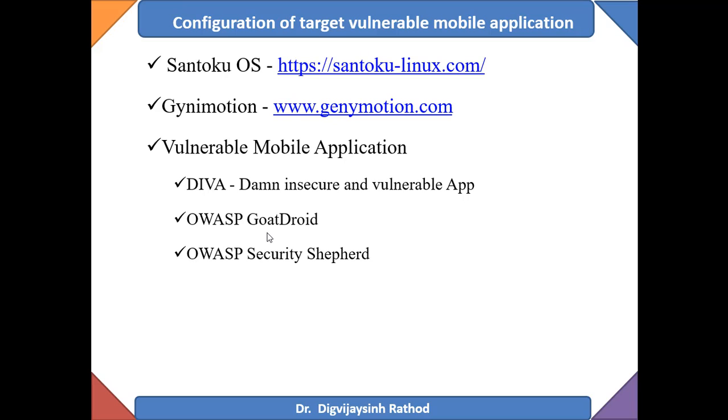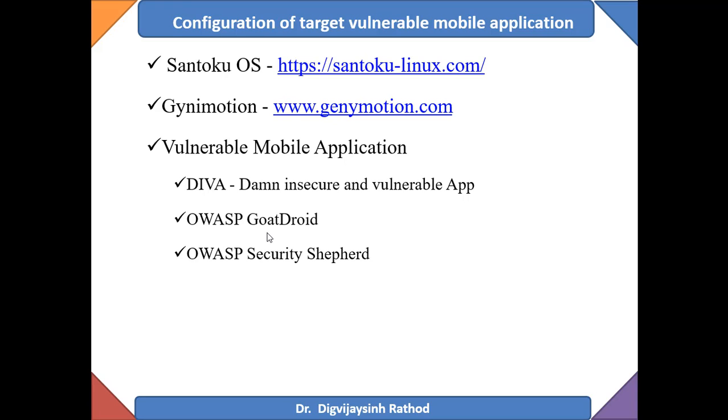So if you really want to understand the different security flaws related to Android applications, Diva and OWASP GoatDroid are highly advisable. Now the last one is called the OWASP Security Shepherd. It is not focused on a specific platform, but you can learn the OWASP Top 10 vulnerabilities related to mobile applications in a detailed way.